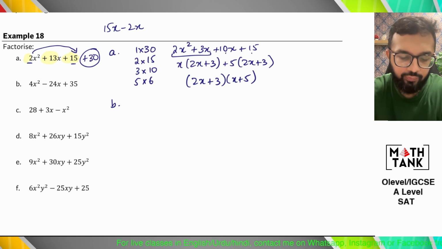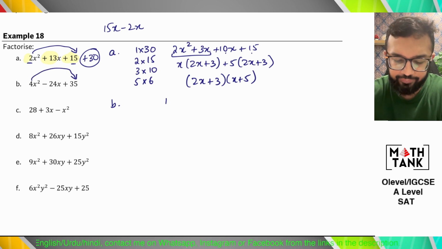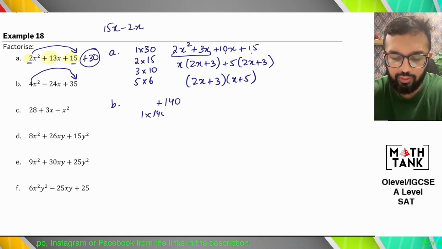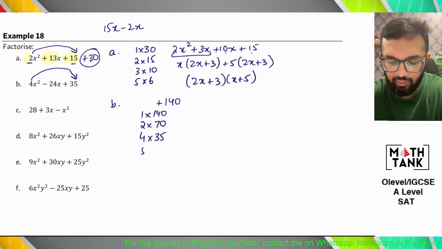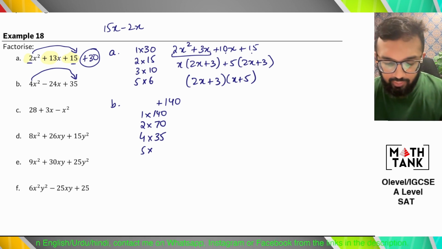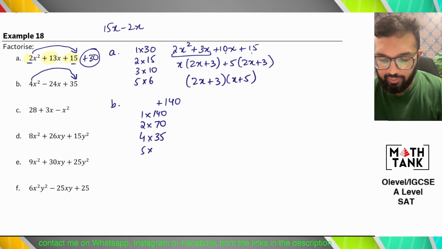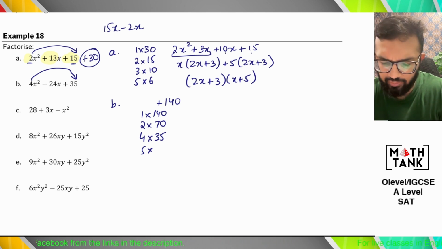Okay. 4 into 35 is 140. I will have to factor out factors of 140. 1 into 140, 2 into 70. I don't think it divides by 3. Divides by 4 certainly, 4 into 35. 5 into, 140 divided by 5 is 28, not 29. 8.